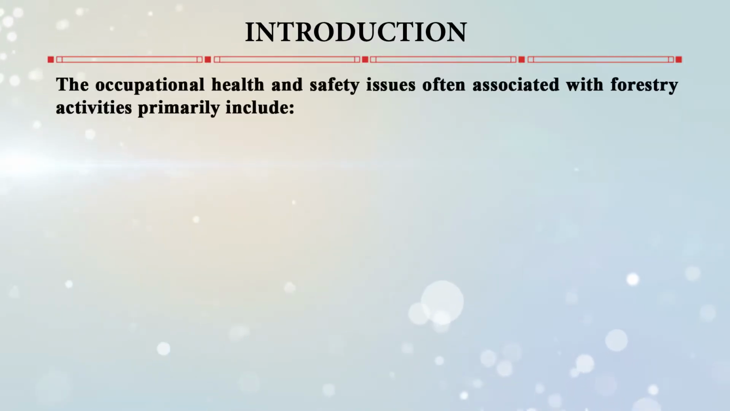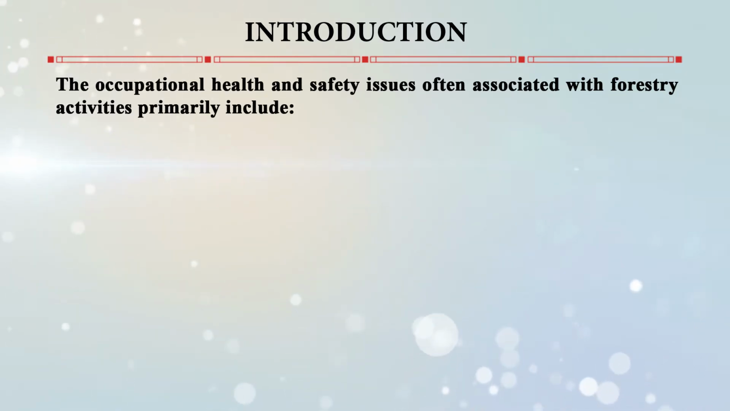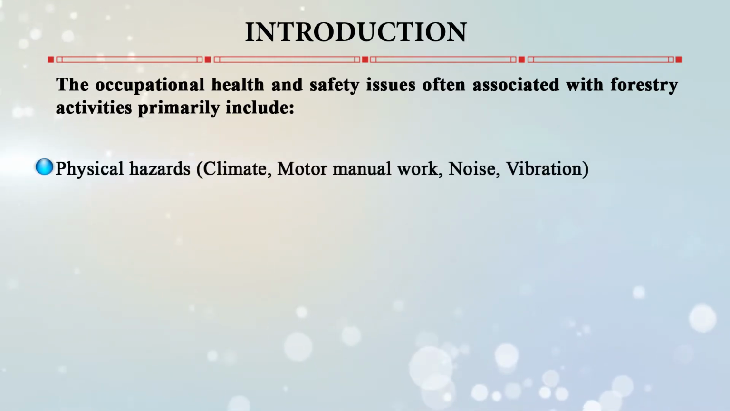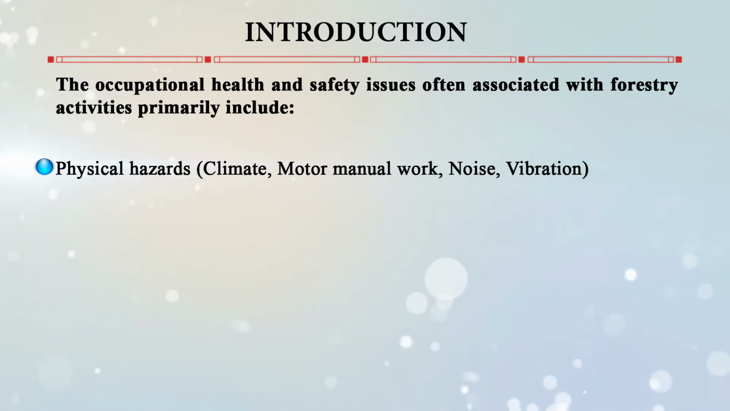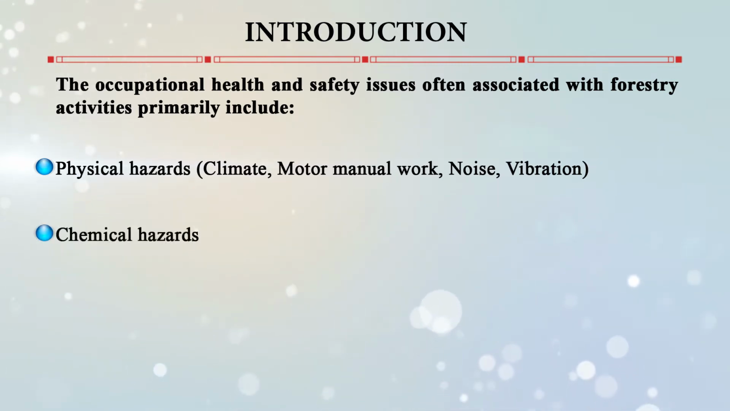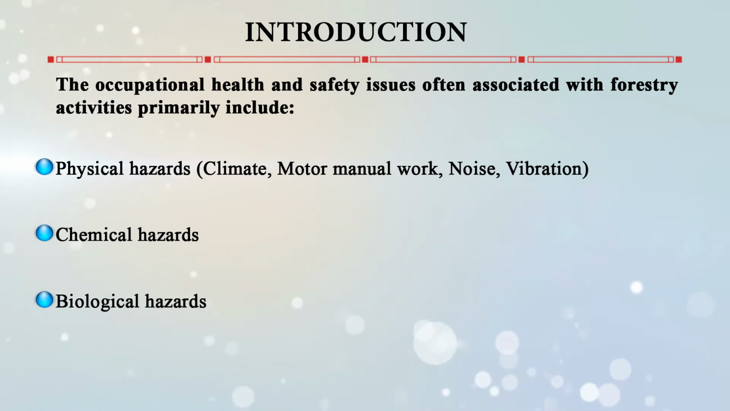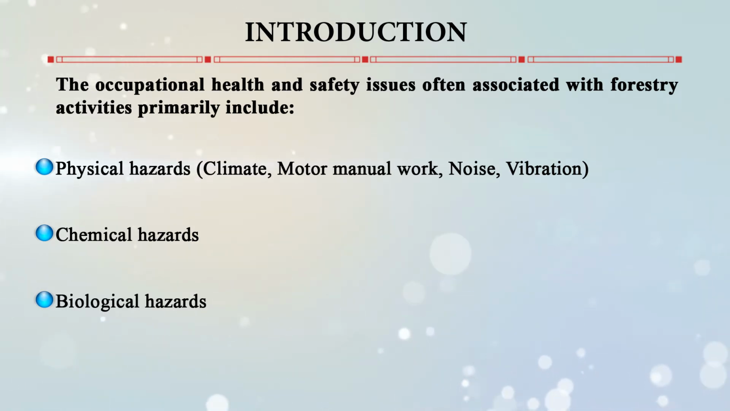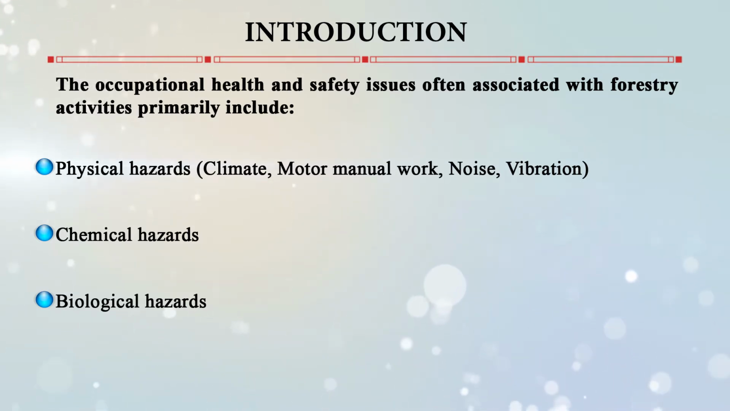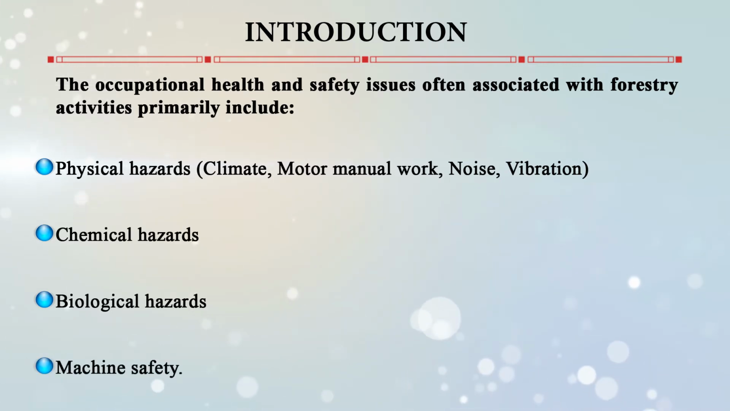The occupational health and safety issues associated with forestry activities primarily include physical hazards. The physical hazards could be due to weather and climate, motor-manual work, noise and also vibration. There could also be chemical hazards. There can also be biological hazards, and finally, not really fatal, but there can also be certain machine hazards, which can cause harm and injury to the agricultural workers. So machine safety is also an important part of the work.